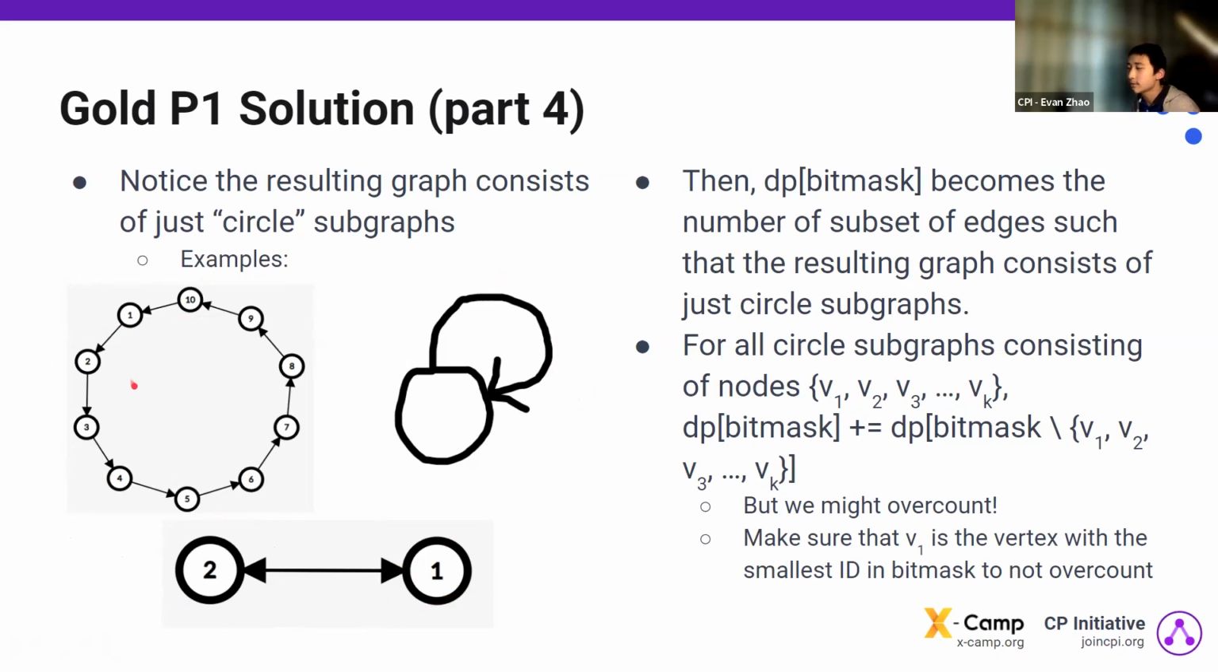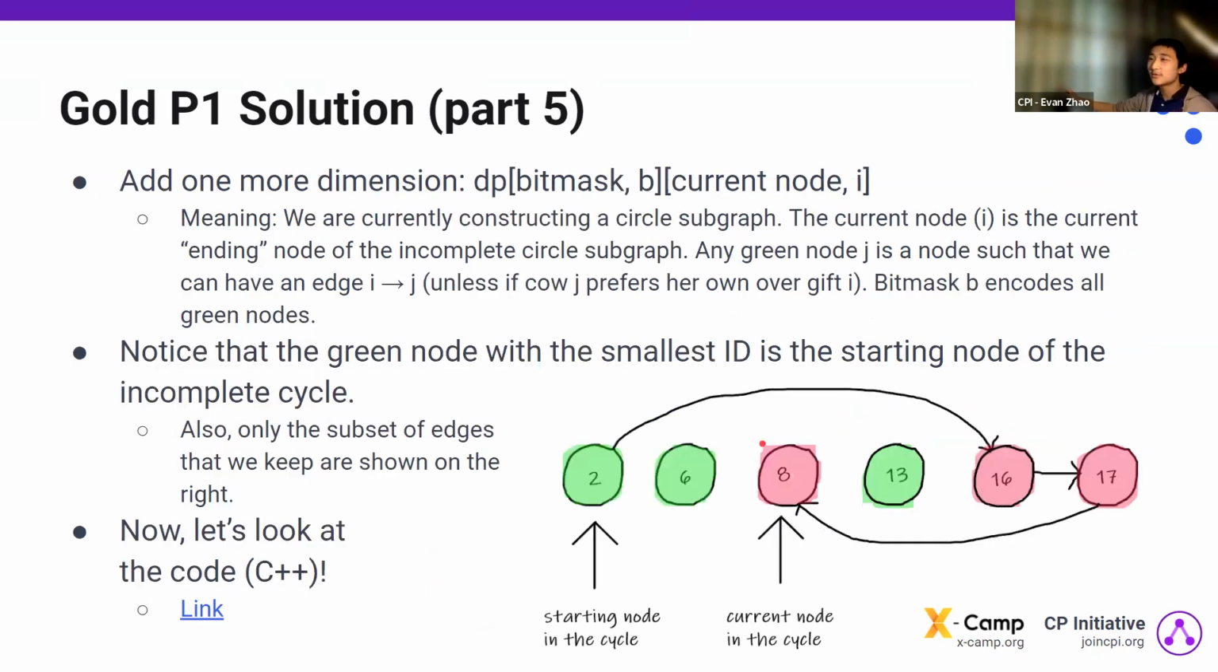Okay. Again, if you have any questions, you can ask me. So to account for overcounting, we can make sure that v1 is the vertex with the smallest ID in bitmask to not overcount. Okay. Again, not going to prove it here. Feel like it's intuitive enough, and we have limited time. So yeah, if you don't know, ask me in the chat. All right. So one last slide before we look at the solution.